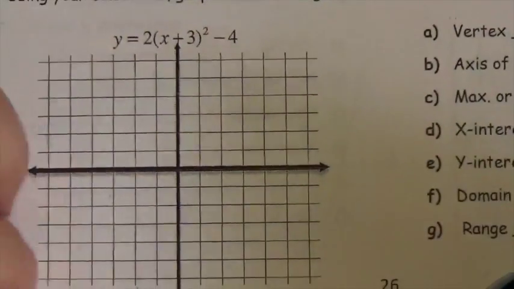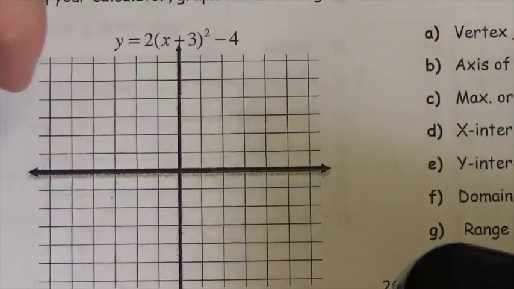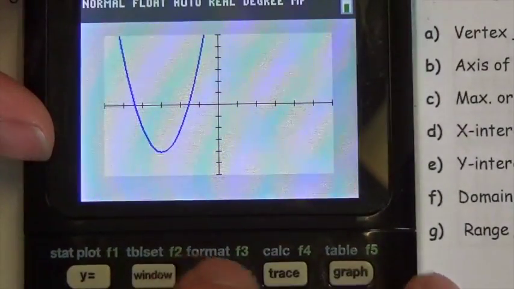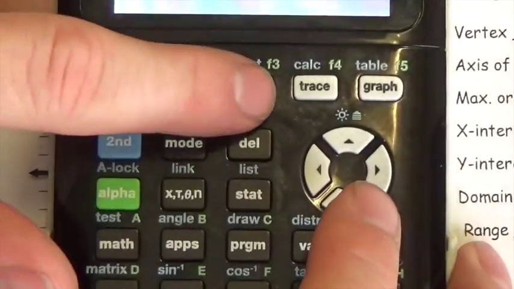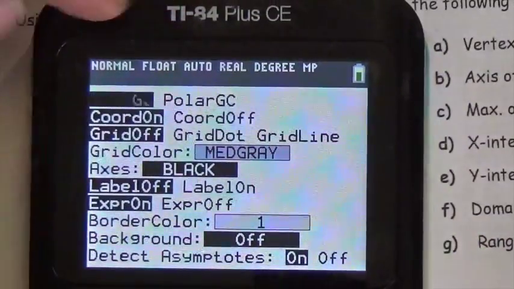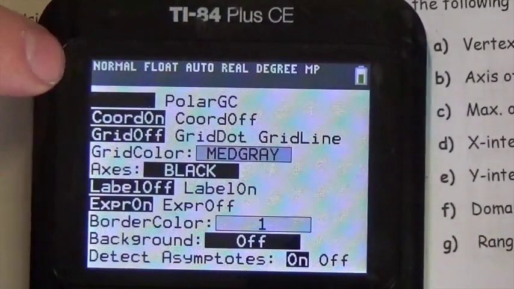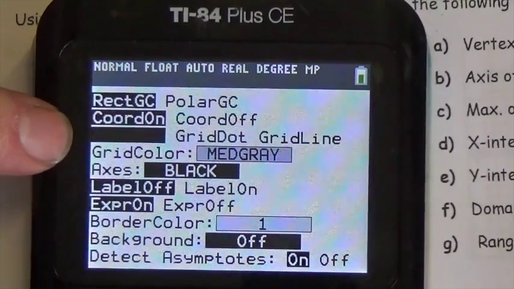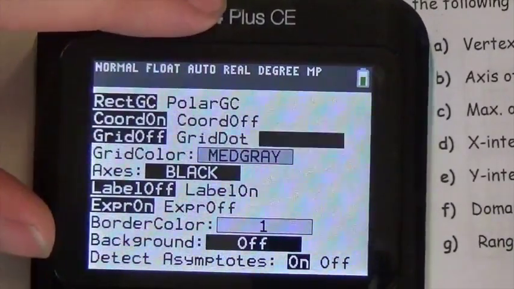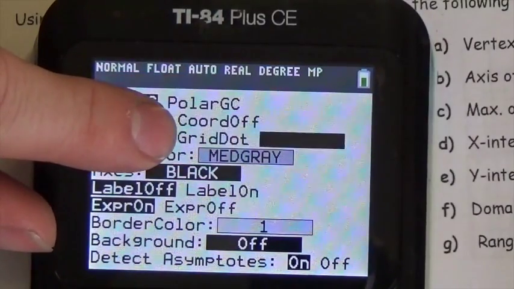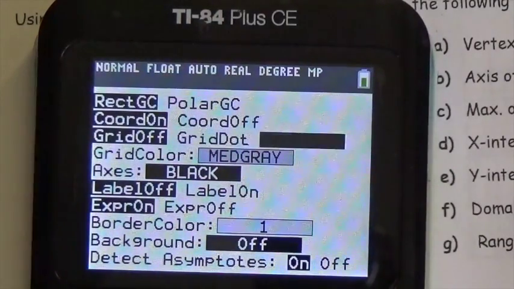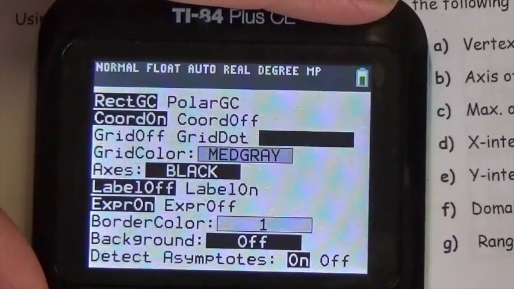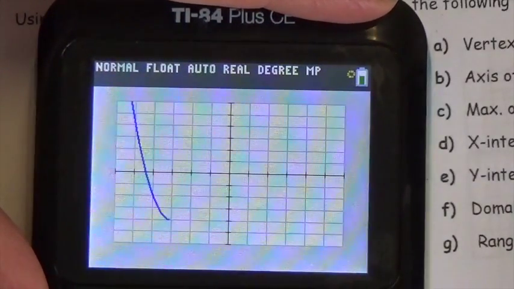Now, it would help me out if I could see those grid lines here. So I'm going to show you something else the calculator can do. If you go into your format menu by pressing second, zoom, one of the things you can do here is turn on the grid. So in my calculator, I can turn on the grid line. Now, you might only be able to turn on the dots, and that's okay. But I press enter here to turn on my grid line, and now when I press graph, it shows me everything.